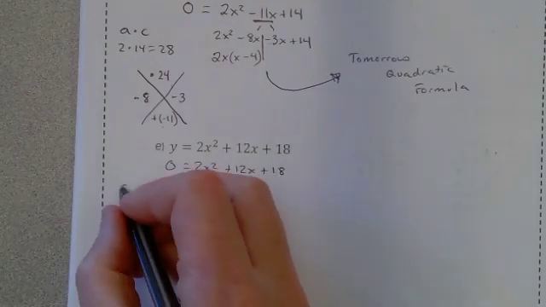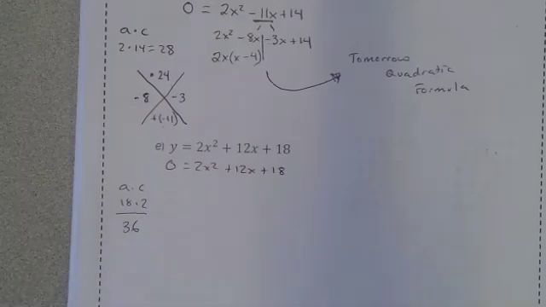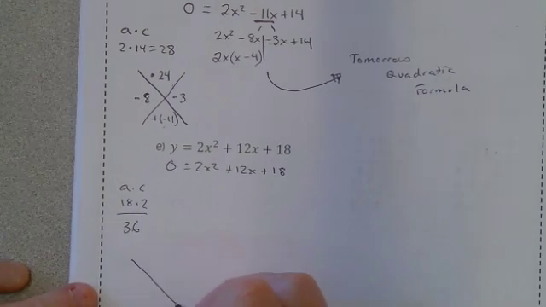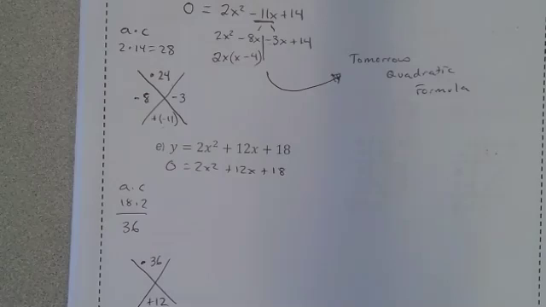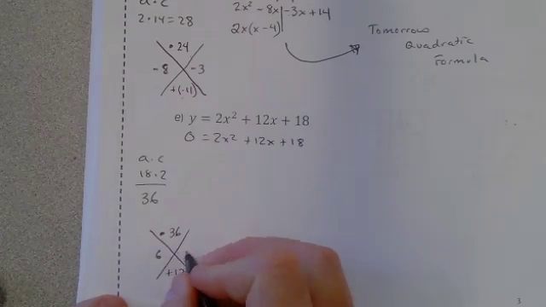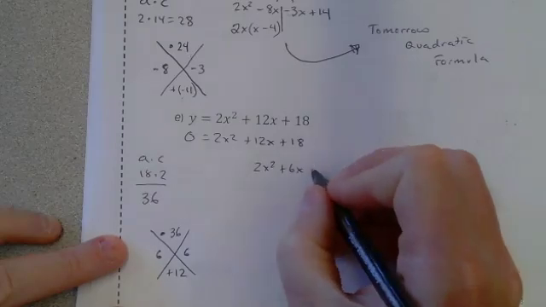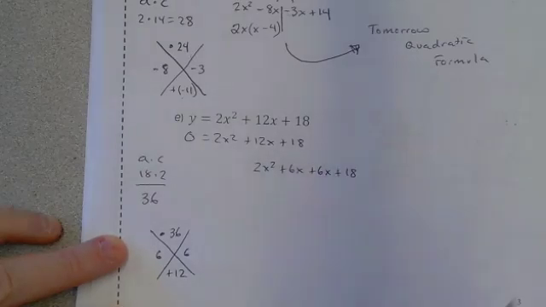So we're going to do A times C. 18 times 2 is 36. So I'm looking for things that multiply to 36 but add up to 12. What multiplies to 36 but adds up to 12? Any ideas? 6 and 6. So this is going to become 2x squared plus 6x plus 6x plus 18.